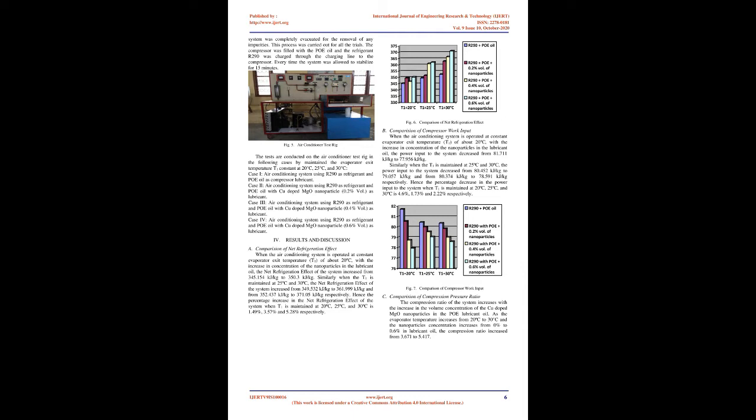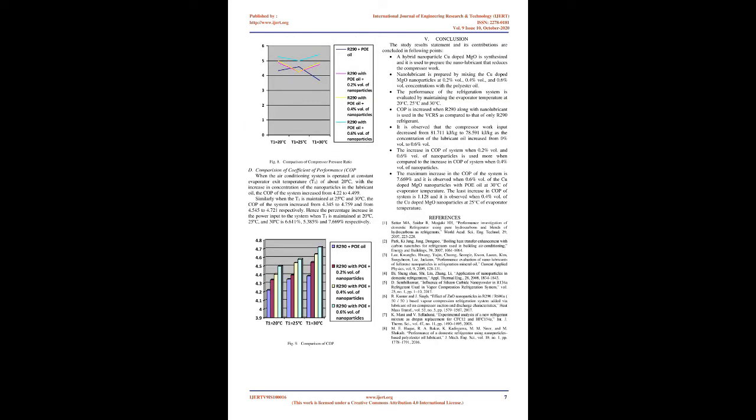B. Comparison of compressor work input. When the air conditioning system is operated at constant evaporator exit temperature, T1, of about 20 degrees C, with the increase in concentration of the nanoparticles in the lubricant oil, the power input to the system decreased from 81.711 kJ/kg to 77.956 kJ/kg.